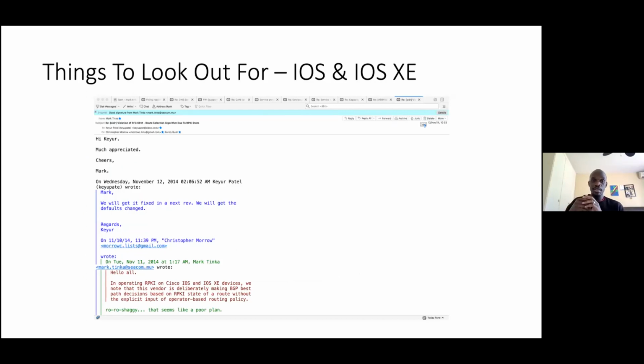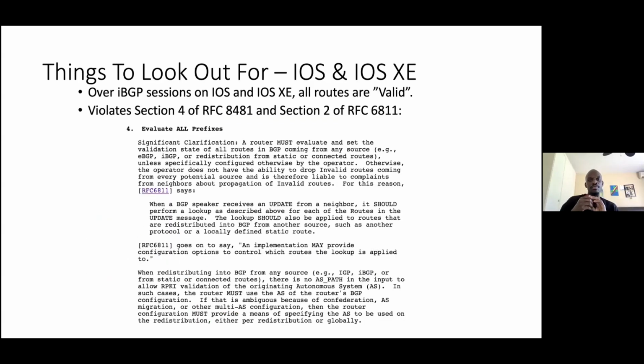As you can see, this is an email I sent to a friend at Cisco back in November of 2014. They promised to fix it. It's 2021, still a problem. Okay. The other issue that you also get with iOS and IOSXE is that all iBGP sessions on routers that are running RPKI will mark all those iBGP routes as valid. So this is something that Cisco also does by default. Again, the RFC says that it should not be done, but they do it anyway.